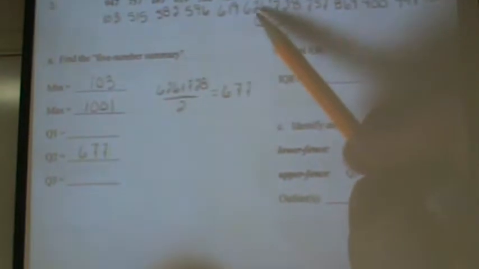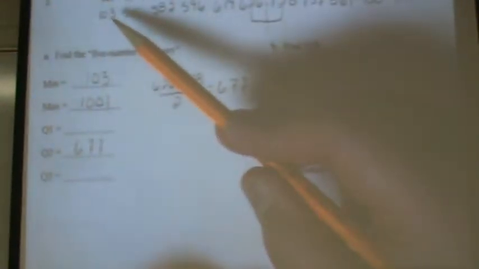So now when we look at our left median and our right median for Q1 and Q3, we're going to include this 626 and everything to the left. And for our Q3, we're going to include 728 and everything to the right. So for Q1, we now have 1, 2, 3, 4, 5, 6 values. So again, we're going to have to average the middle two values to find our Q1 value.